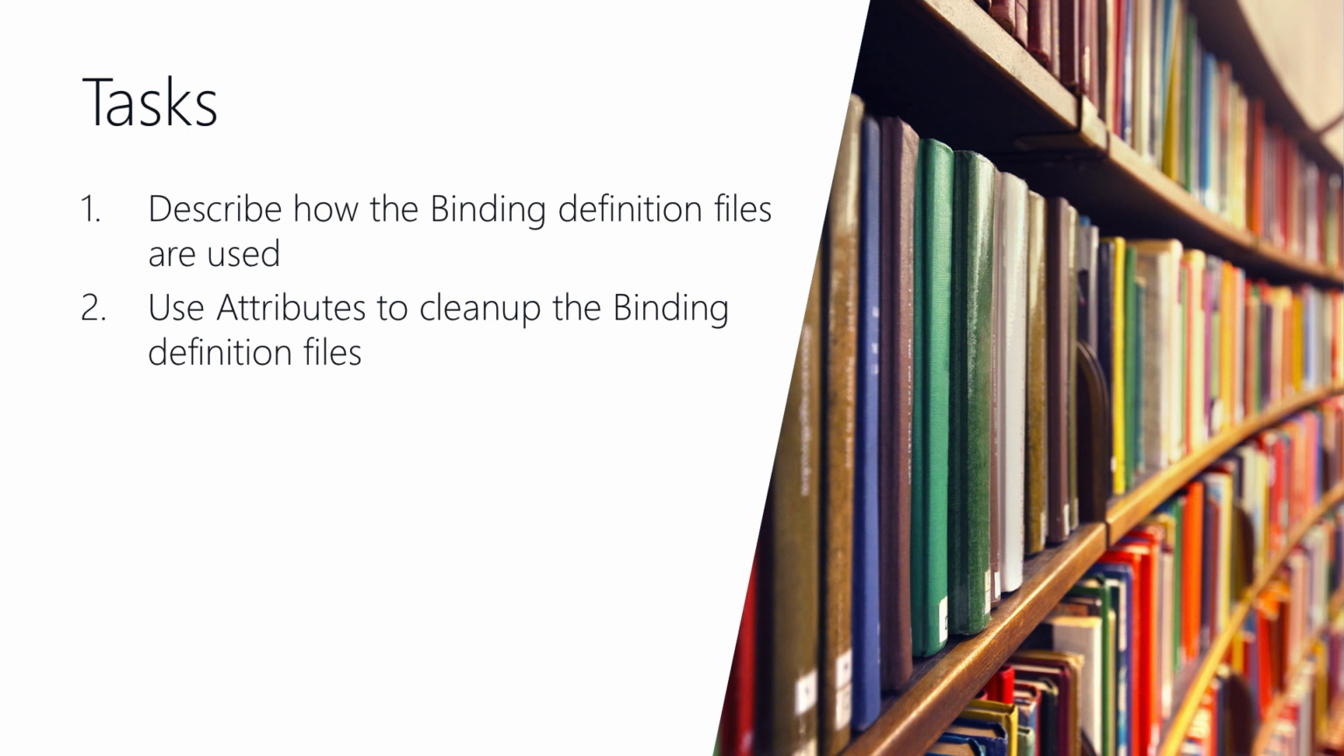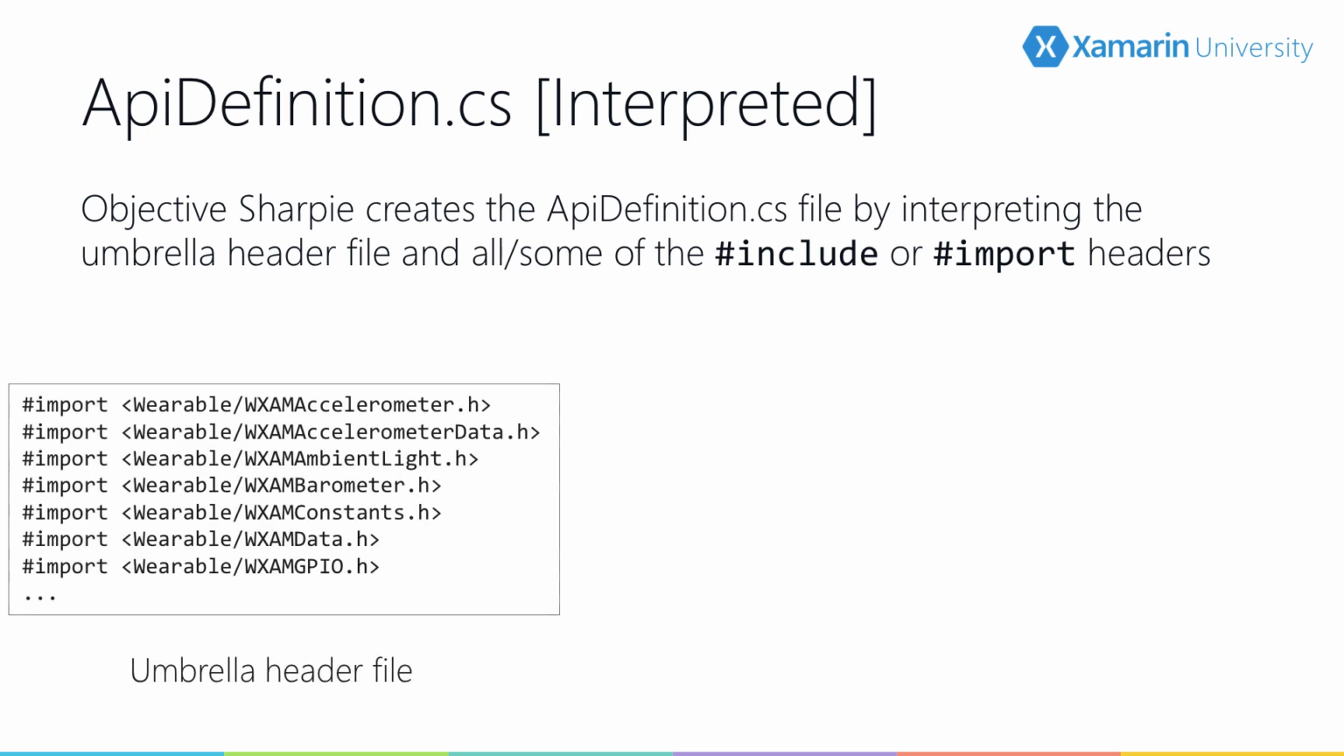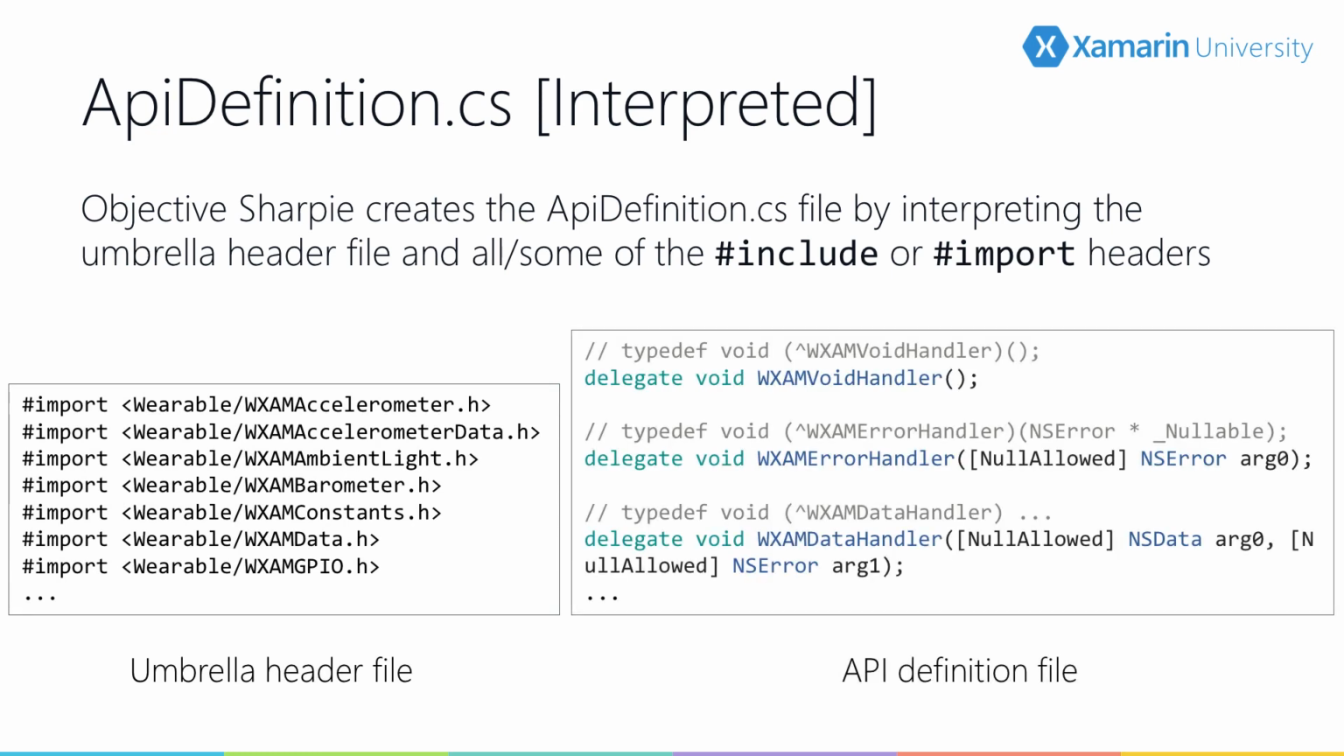To understand what needs to be done, you need to understand how the definition files are used to produce compiled binaries. This will give you a good idea in terms of how the various attributes are used in the definition files to clean up the binding. Objective-Sharpie creates the API definition file by interpreting the umbrella header file and all or some of the included or imported headers specified. It is typically required that you will verify the API file and clean up potential issues raised within this at compile time.